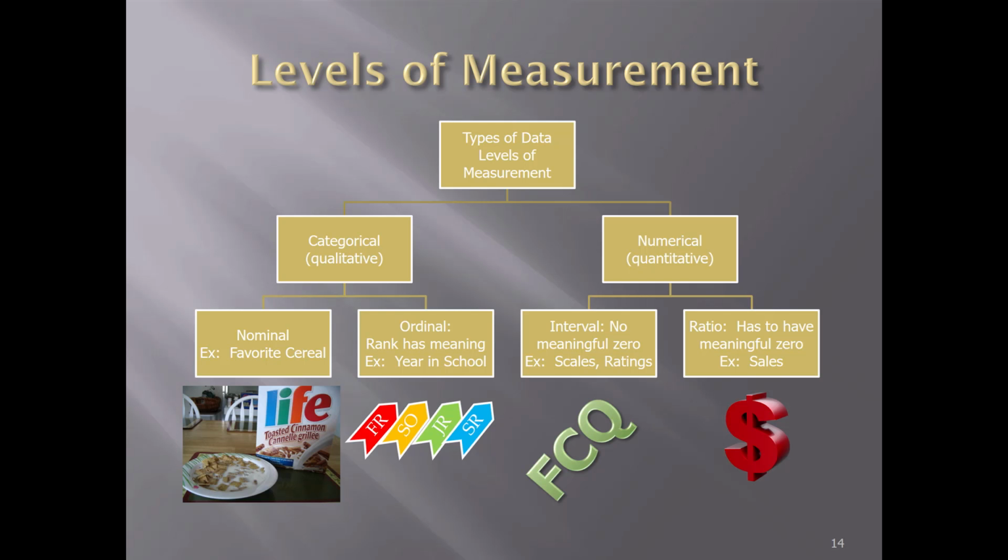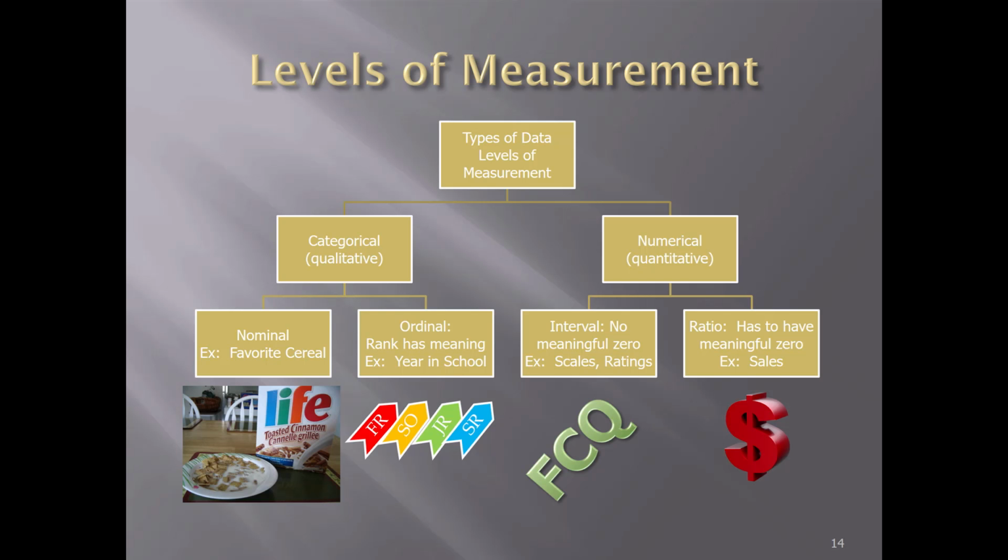Whereas ordinal, rank does have meaning. So year in school, freshman, sophomore, junior, senior, level in the company, low level management, middle level management, top management, or rank structure in the military, lieutenant, captain, colonel, general. So that's a key question too. Ask first whether you have a category or number. If you have a category, just ask, does rank have meaning? And that's one way to decide whether it's nominal or ordinal.